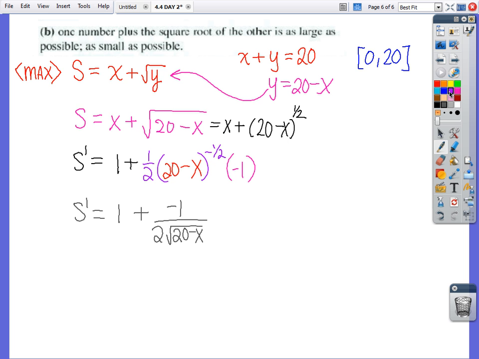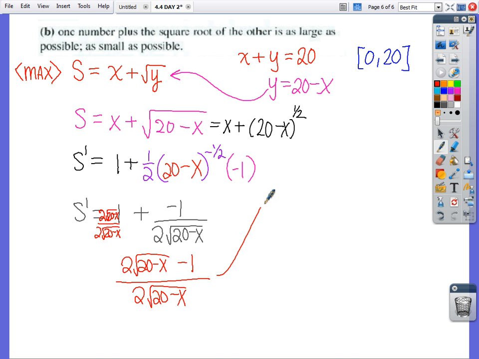Please follow the same thing we did before. We're going to get a common denominator because you want this simplified as much as possible. So for the common denominator, we would multiply this by 2 root 20 minus x over 2 root 20 minus x. So we get 2 root 20 minus x minus 1, all over 2 root 20 minus x. We're going to set our derivative equal to 0 by taking the numerator and setting it equal to 0. We're also going to set the denominator equal to undefined, and we won't have to worry about that.